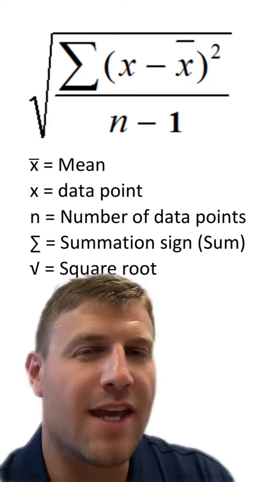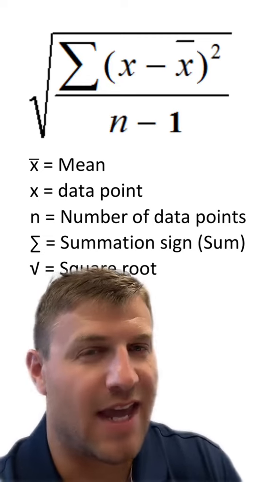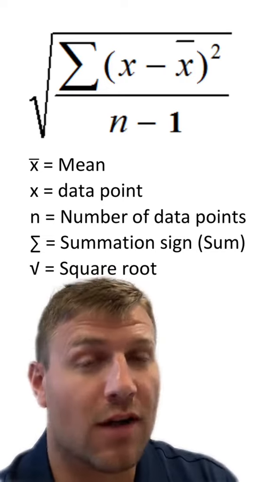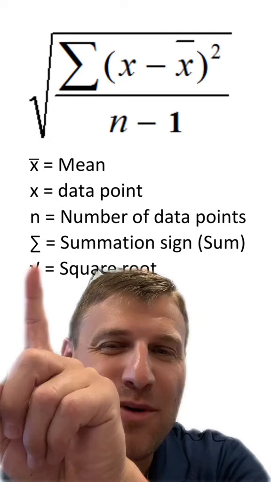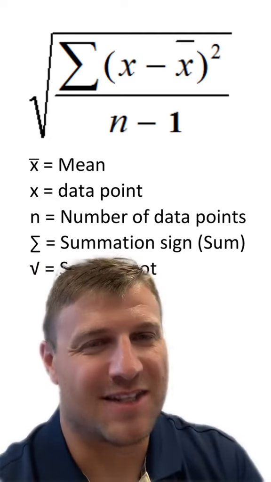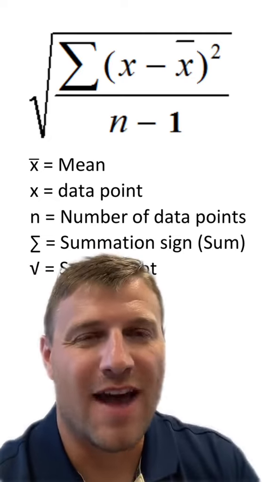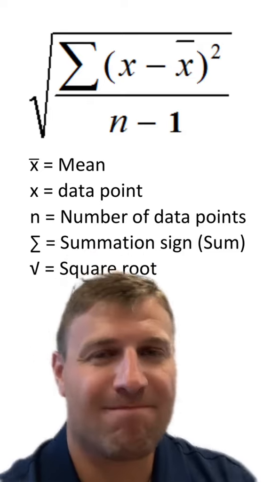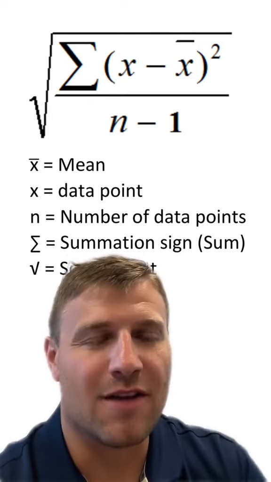X bar, or the X with the line on top, is the mean or the average. X just represents a data point. N is the number of data points. I like to call this symbol the big E, but this is a summation sign. This just means we have to add up all the values that are in the parentheses. And then this funky sign is the square root. That just means we have to square root the number that falls within it.